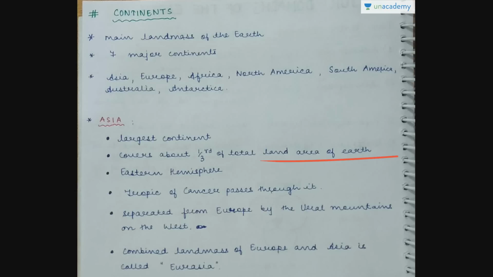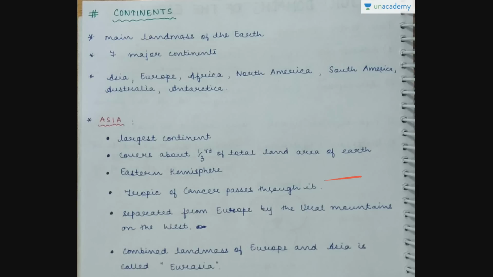It is in the eastern hemisphere, and mostly in the northern hemisphere also. We have studied about it: the Equator divides the earth into northern and southern hemispheres, and the prime meridian divides the earth into 2 equal halves, eastern and western hemisphere. So it is in the eastern hemisphere, most parts in the northern also, and then some parts in the southern hemisphere also. Then the Tropic of Cancer passes through it.